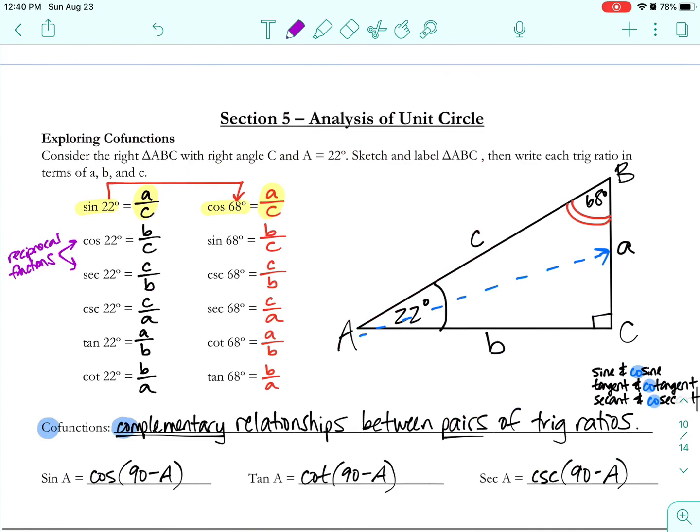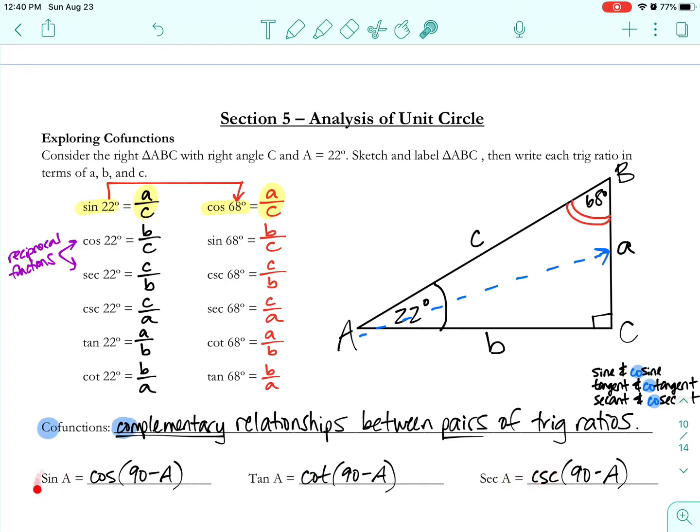Reciprocal functions. Don't get those confused with cofunctions. Those are different. Reciprocals mean you can flip them, but cofunctions, tangent and cotangent, secant and cosecant, those are your cofunction pairs, and those degree measures are complements of each other, and you get the same exact ratio when you do that. So what's interesting is you can write it like this. Sine goes with cosine, tangent goes with cotangent, secant goes with cosecant.